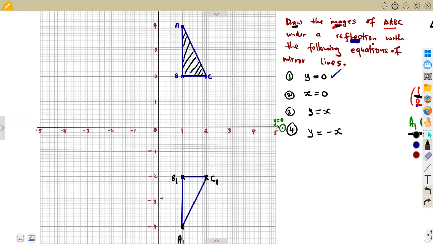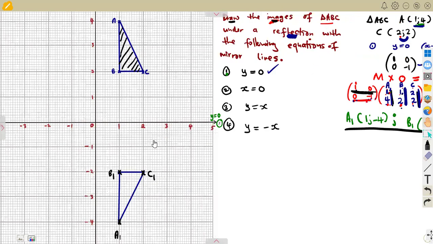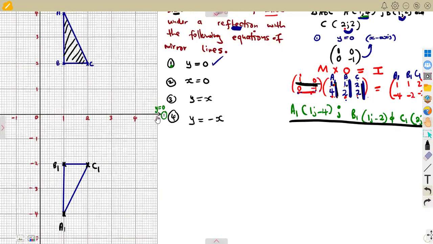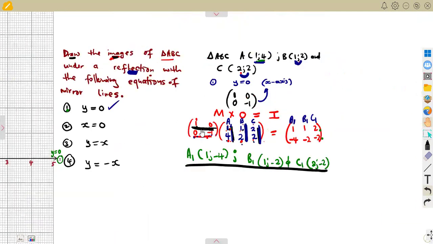So this is an alternative method, the matrix method. Mostly they will give you a matrix, and you're asked to draw the image which maps a certain transformation. If you do not know that matrix, whether it is for a rotation or a reflection, the best way is to multiply. Matrix times object is equal to image. But if you know your matrix, then you can go back to your traditional way of obtaining the image given a mirror line. That's the idea of the matrix method: matrix multiplied to the object will give you the image.